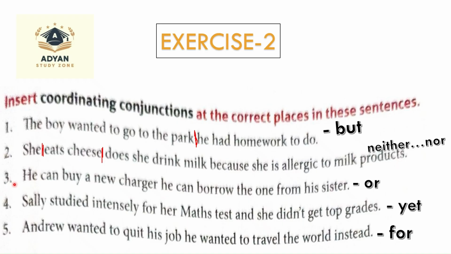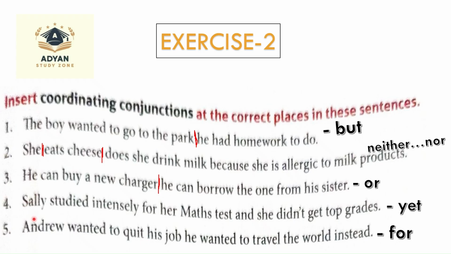Third is, he can buy a new charger. He can borrow the one from his sister. We will use or, and it will be placed here. We'll read again. He can buy a new charger or he can borrow the one from his sister.